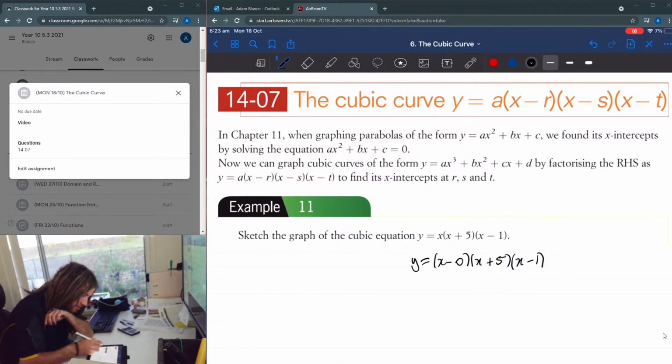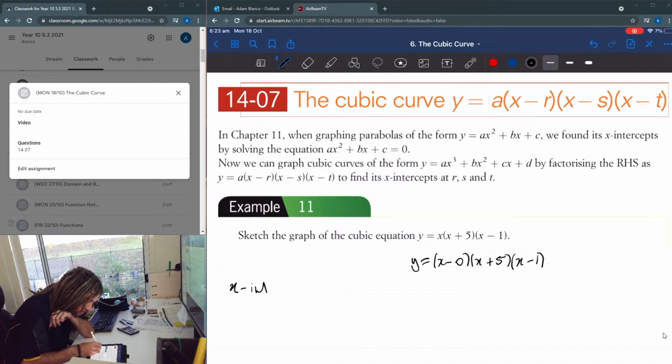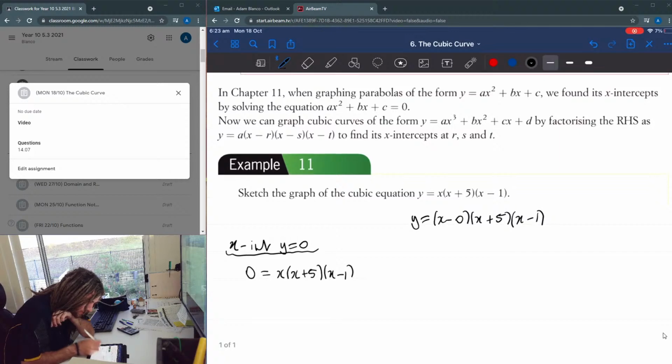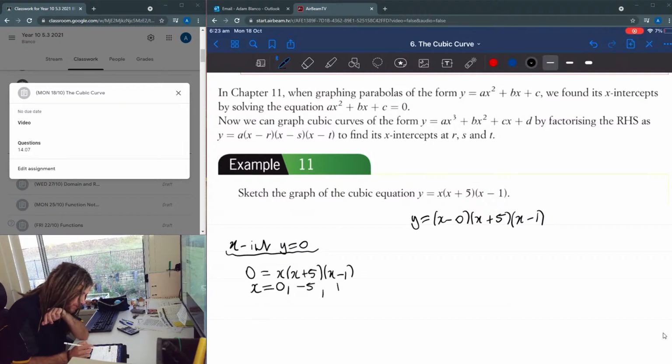So I'm going to say x-intercept, which means I make y equals 0. So then I've got 0 equals x outside of x plus 5 and x minus 1. Okay, that means x is equal to 0. Now you've got to be careful because there's this one here as well. It's quite easy just to go, oh, minus 5 and 1, but this is here as well. So x equals 0, x equals minus 5, and x equals 1. So then my three x-intercepts.